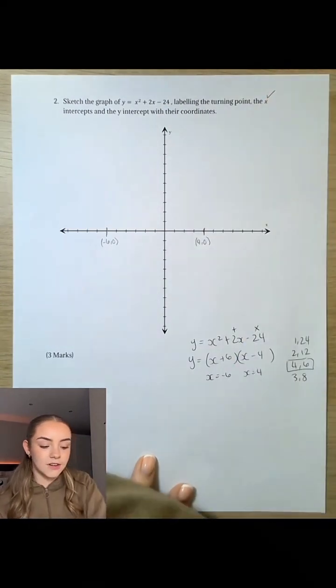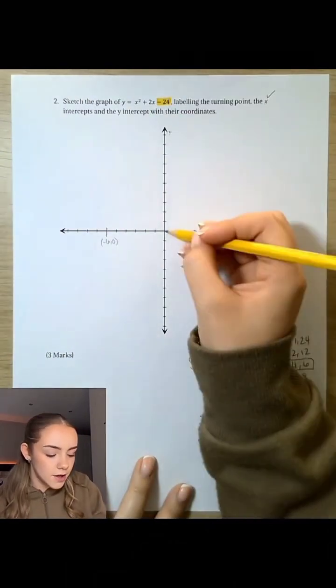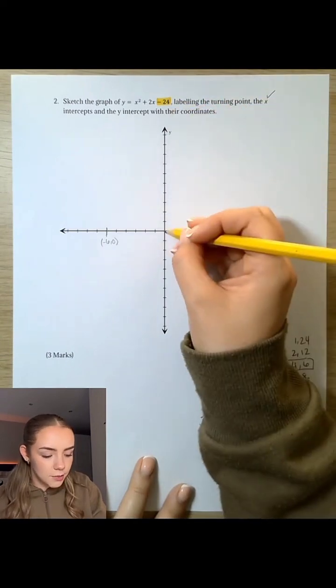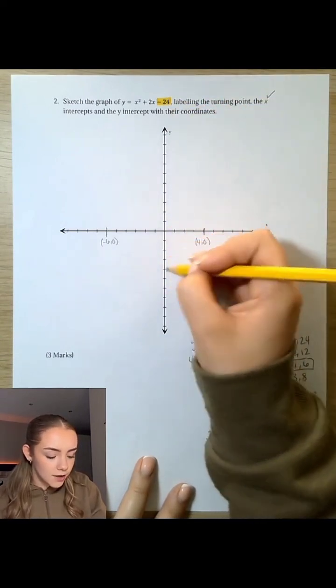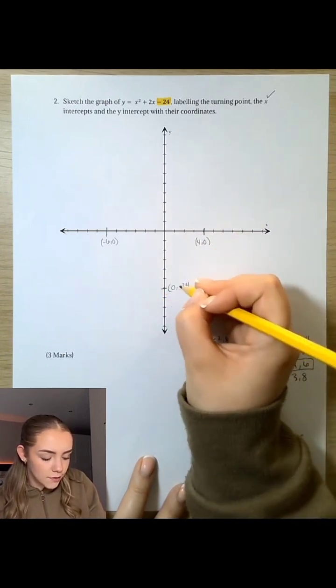Our y-intercept we can actually read from the equation. So this last value here is our y-intercept. So that's minus 24. I'm going to have to think of a scale for this one. Let's go down in 4. So 4, 8, 12, 16, 20, 24. So it'll be 0, minus 24.